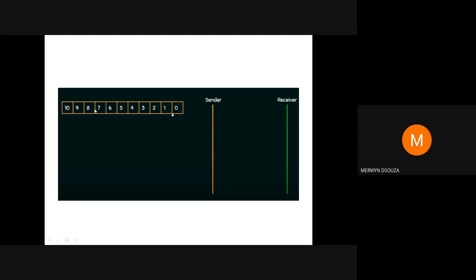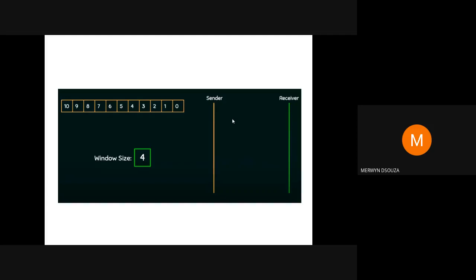Okay, so before the transmission happens, the sender and receiver will determine the window size, the congestion window size. So basically, like I told you, the congestion window is nothing but the size of the buffer of the receiver. Okay, so let's assume that the sender and the receiver fix the window size as 4. Okay, so what does this 4 stand for? It means the sender can send 4 packets without waiting for acknowledgements.